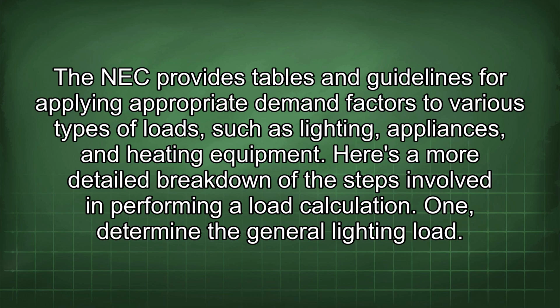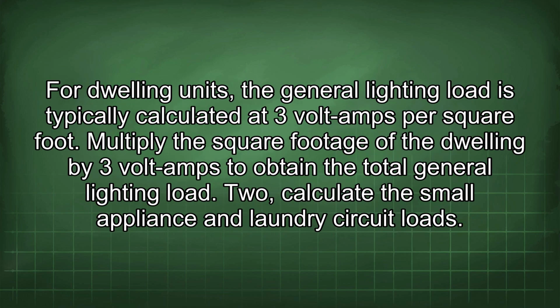1. Determine the general lighting load. For dwelling units, the general lighting load is typically calculated at 3 volt amps per square foot. Multiply the square footage of the dwelling by 3 volt amps to obtain the total general lighting load.